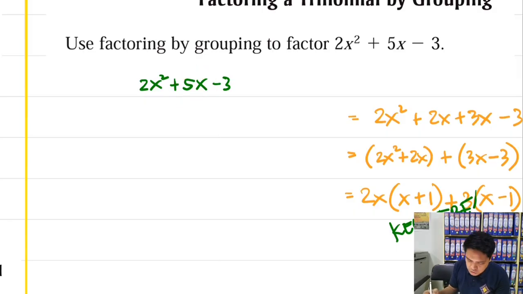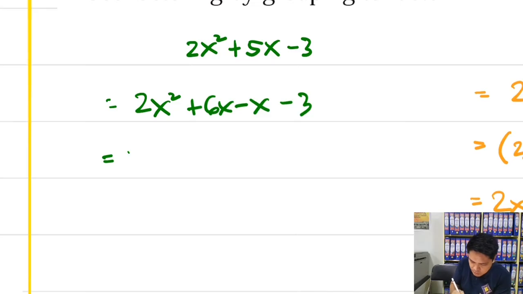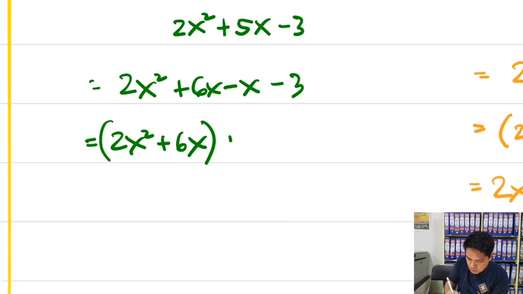How about if we use 6 and negative 1? Right? 2x squared plus 6x minus x, that's 5x, minus 3. I think that's convenient because, remember, this one has a common factor here, and this one needs no factoring out. Okay. So, let's try that. Okay. So, 2x squared plus 6x is one group. Plus negative x minus 3.